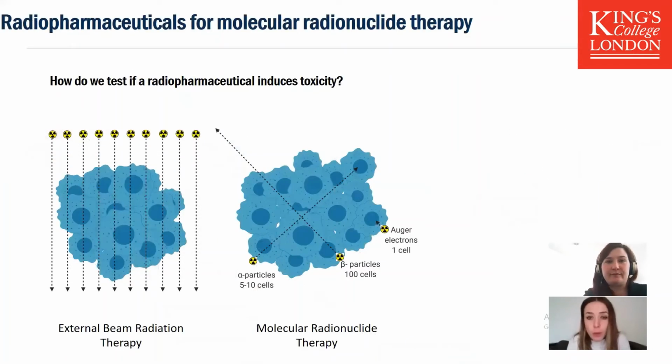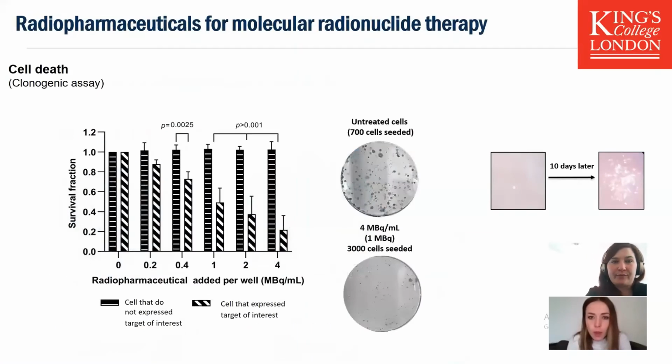But when developing radiotracers for molecular radionuclide therapy, we also need to do in vitro tests to verify if the radiotracers induce toxicity. How do we do this? One of the assays that we use to test if the radiotracer induces radiotoxicity is the clonogenic assay. This assay determines if the radiotracer can induce cell death by stopping cell proliferation.